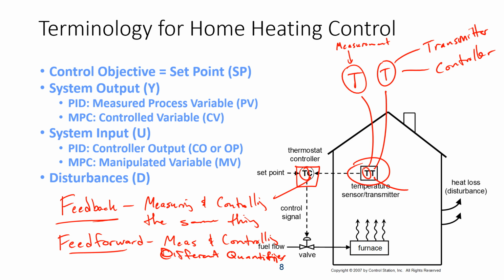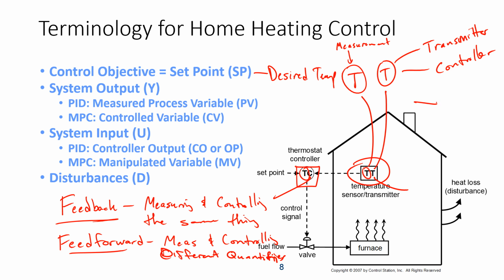Okay, so we have first of all a set point. So in our home we have the desired temperature for the home. That is the set point, the target objective value that we want to try to keep our home at. Now we have a system output.